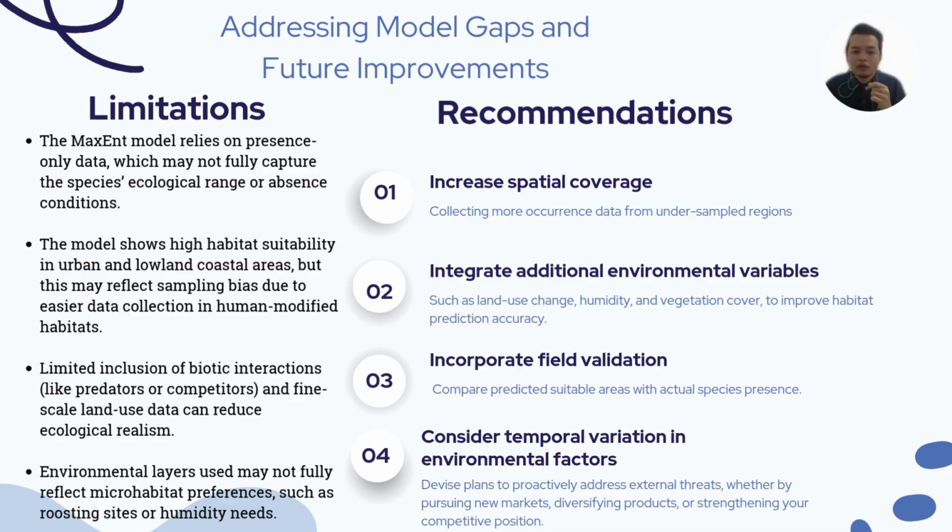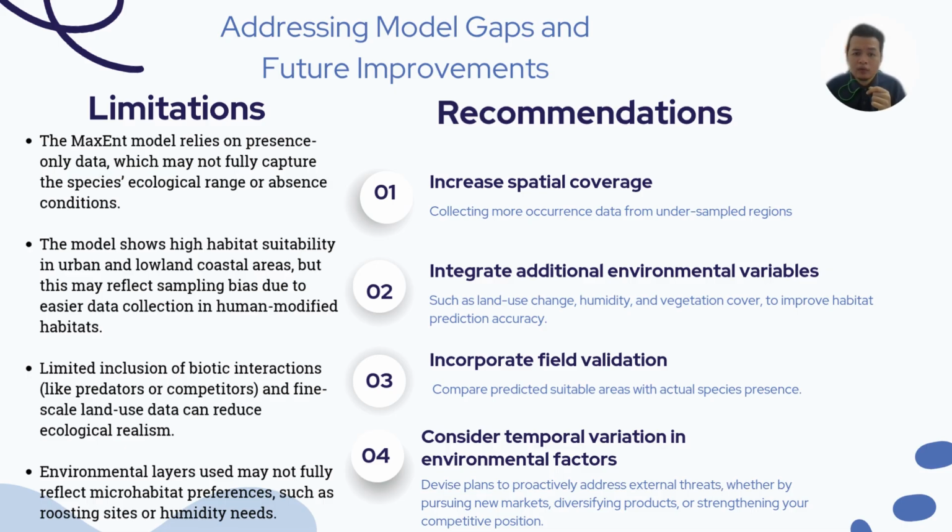Moving on to the recommendation, first we suggest to expand the data collection to include less sampled areas like highland or forest edges. This would help to balance the model and reduce the bias. Second, we can enhance the model performance by adding more detailed environmental variables, especially related to land use, humidity, and vegetation structure, which can reflect the gecko's actual habitat presence more closely.